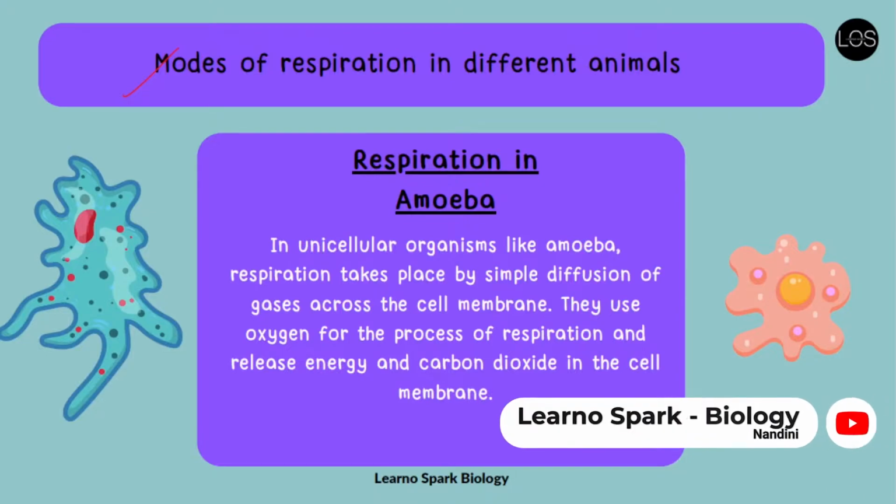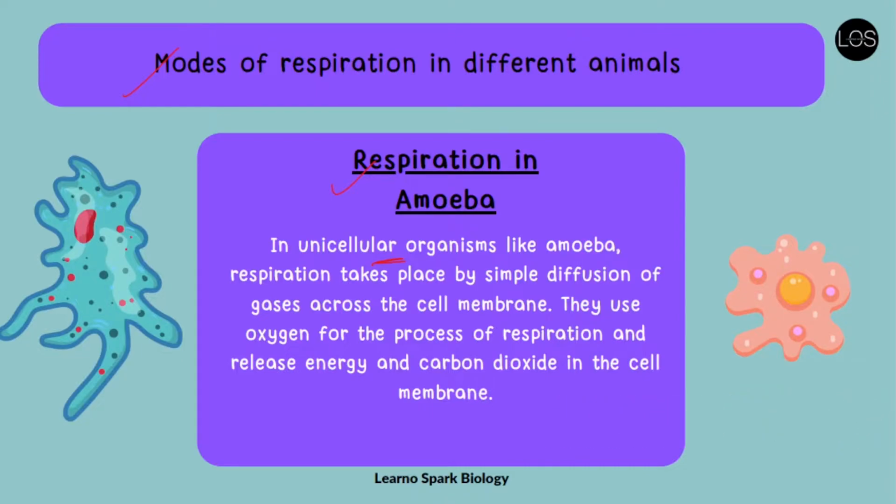First of all, we'll start with respiration in amoeba. So amoeba is a unicellular organism. It means amoeba is made up of single cell only and the body is not that differentiated. So the respiration process takes place by simple diffusion. What is diffusion? Diffusion is the movement of gases or particles from higher concentration area to lower concentration area. So if we talk about respiration in case of amoeba, it takes place by simple diffusion across the cell membrane.